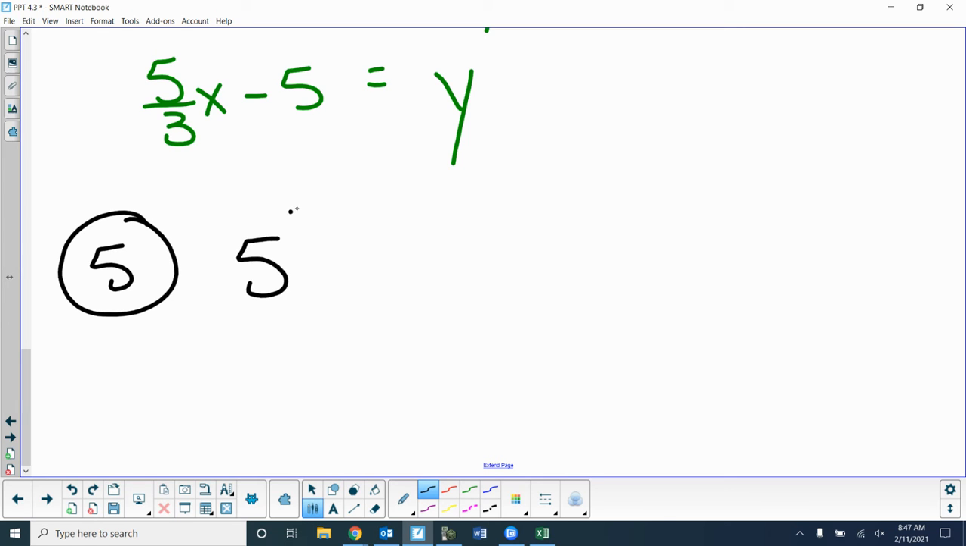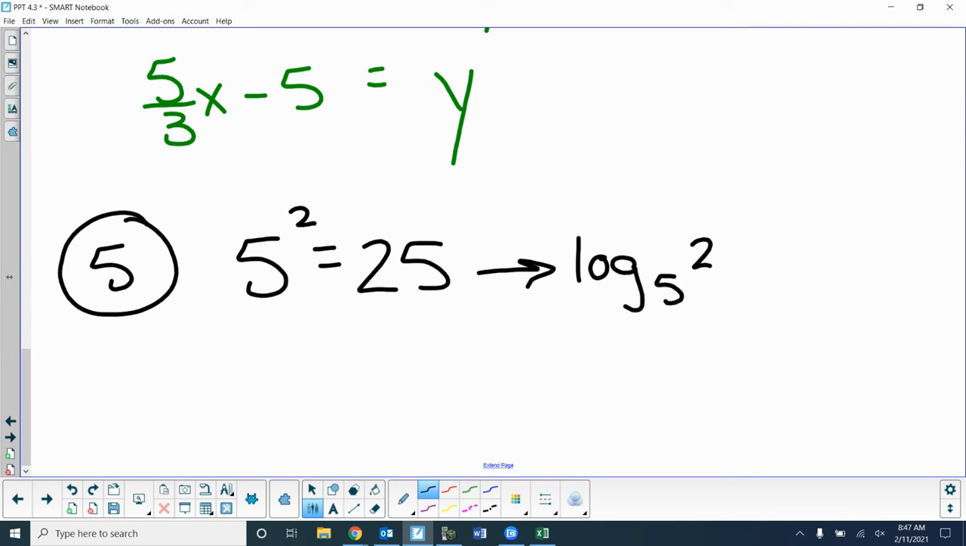So we have an exponential problem. Everybody knows that 5 to the second power is 25. Zach, what's the logarithmic problem? Log base 5 of 25 equals 2, right?